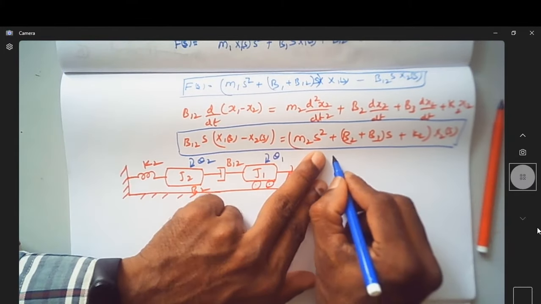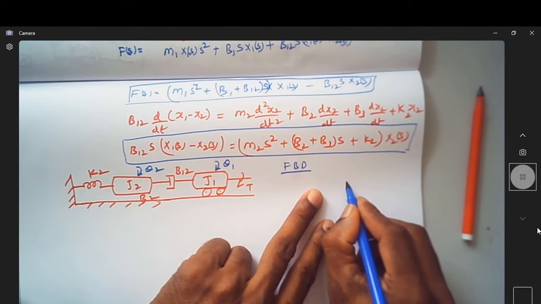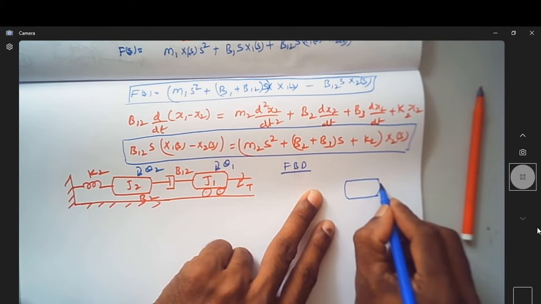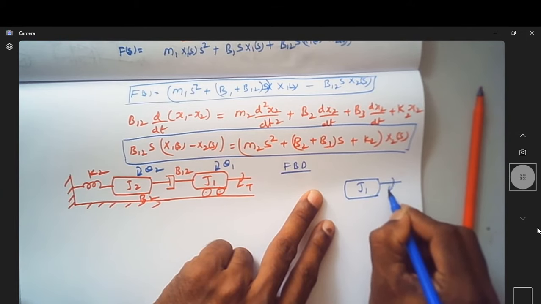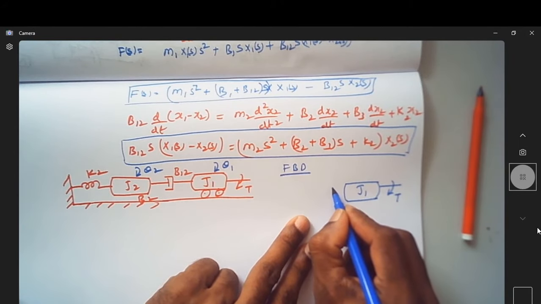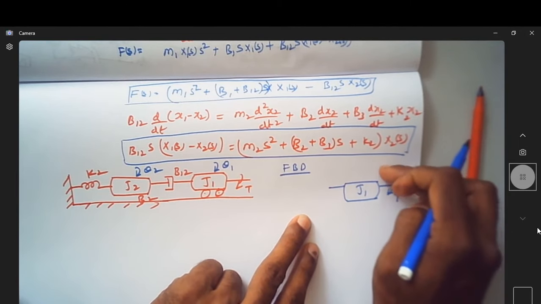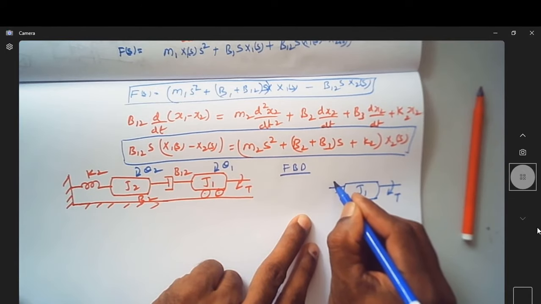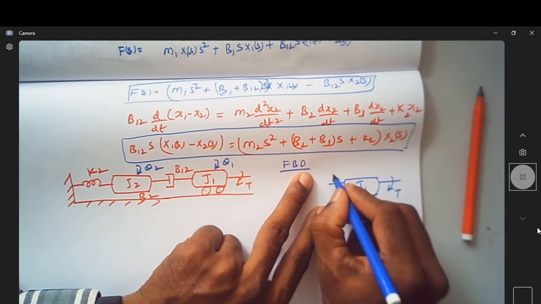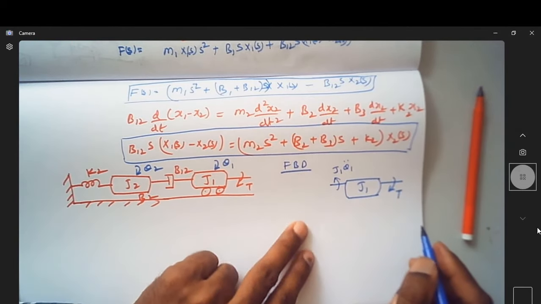Next we need to write the free body diagram for this particular rotational system, for which you have the inertia J1 being applied with a torque T, and because of this inertia itself there is an opposing torque. The opposing torque is exactly in the opposite direction. Since it is clockwise, this will be anti-clockwise. So you can see the directions are exactly opposite. The opposing torque is J1 theta 1 double dot.